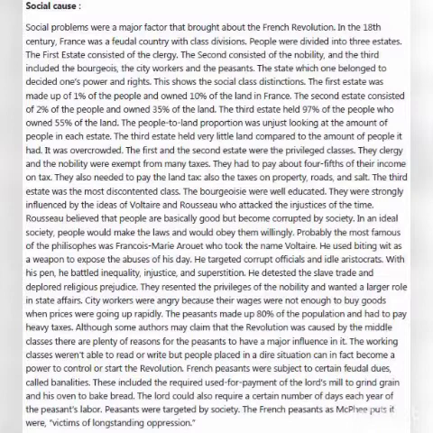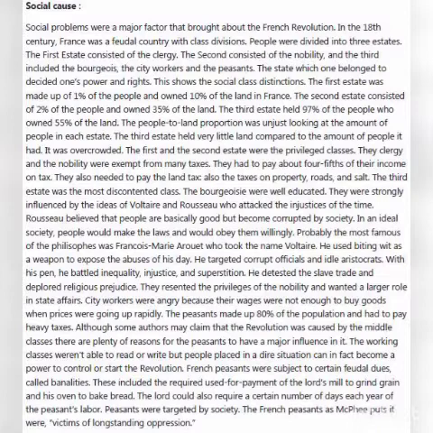This shows the social class distinctions. The first estate was made up of 1% of the people and owned 10% of the land in France. The second estate consisted of 2% of the people and owned 35% of the land. The third estate held 97% of the people, who owned 55% of the land. The people to land proportion was unjust, looking at the number of people in each estate. The third estate held very little land compared to the number of people it had.